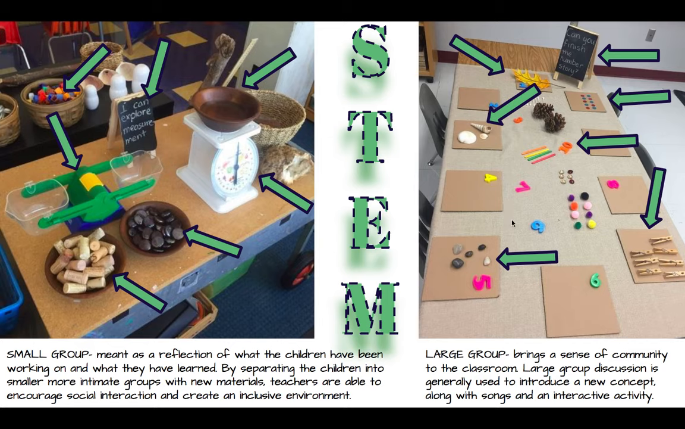On the right, we see a large group activity with a math center. Each of these items are placed on the paper so that kids can number out how many are there and use the corresponding number. We've got pebbles, seashells, pine cones, popsicle sticks, and cotton balls, and more. And the reason why large group activities are so important is because they're generally used to introduce a new topic with songs and an interactive activity and brings that large sense of community, which is so important in the Reggio Emilia philosophy.